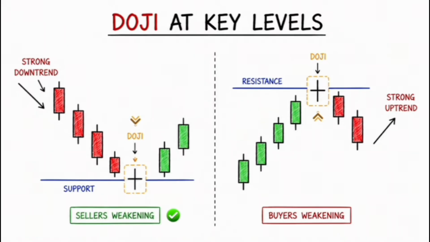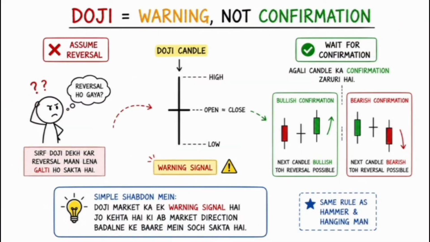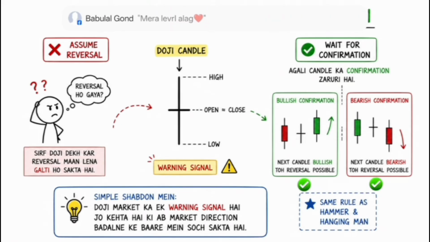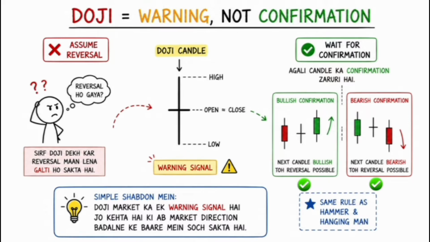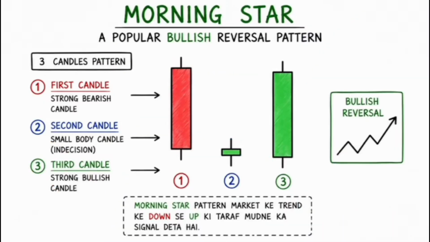becoming weaker. However, assuming a trend reversal based on a doji alone can be a big mistake. This pattern should always be confirmed by the next candle, just as we saw with the hammer and hanging man patterns. In simple words, a doji is a market warning signal that suggests the market may be preparing to change direction.